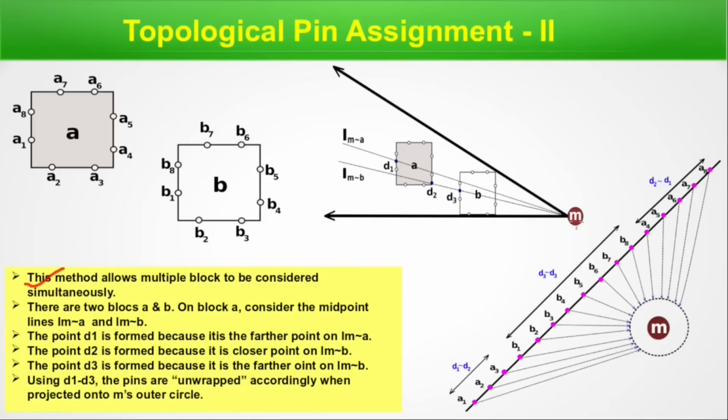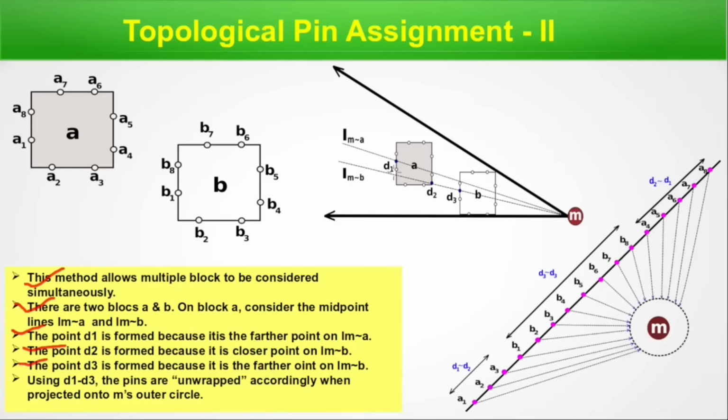If this is the position, the point D1 is formed this way because it is the further point on LMA. D2 is formed because it is the closer point on LMB, and D3 is formed because it is the further point on LMB. This way, D1, D2, D3. This way we are selecting the points, and using D1 to D3 the pins are unwrapped.